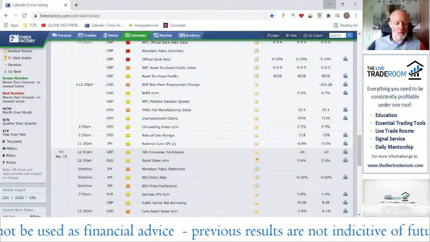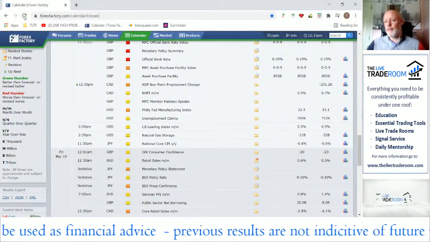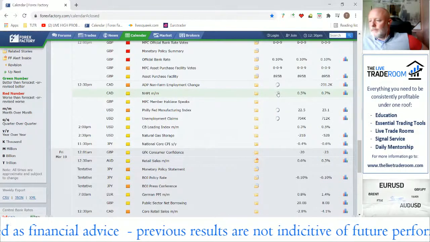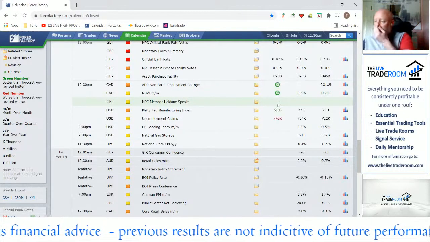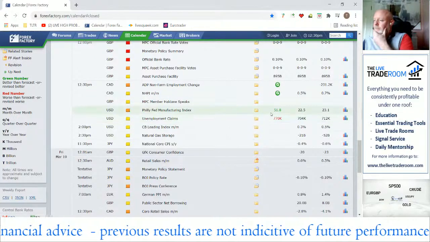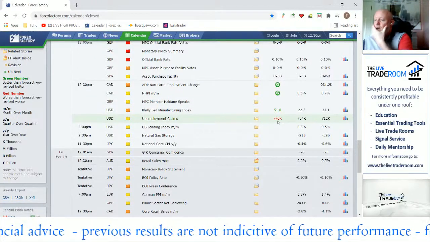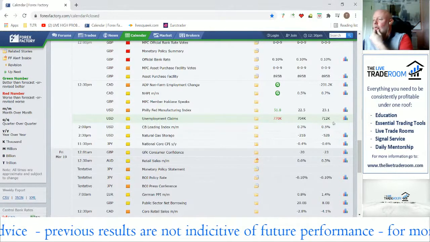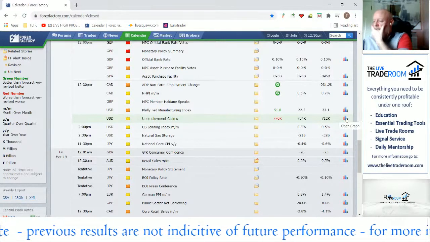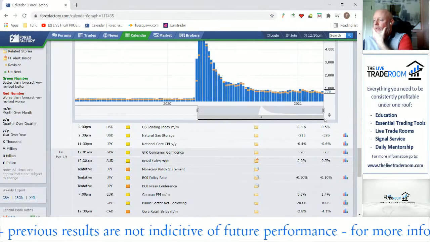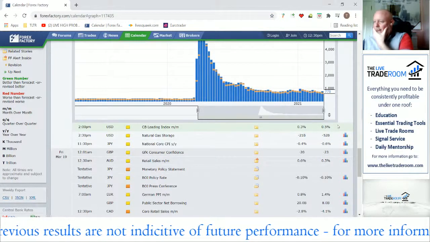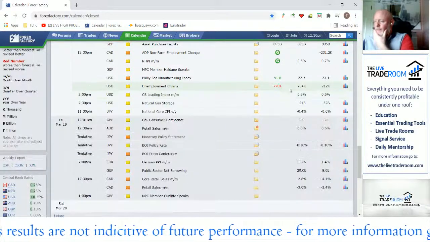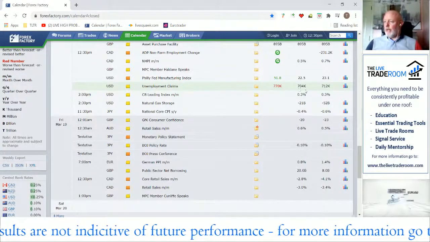Philly Fed, as we said, beats at 51.8 versus 23 expected. The 6-month index up to 61.6 from 39.5. CapEx 35.9 from 25.2. Employment 30.1 from 25.3. And prices paid jumps to 75.9 from 54.4. New orders up as well, 50.9 from 23.4. Okay, so that's not a good print really. It's probably up sort of 10% really on expectations.